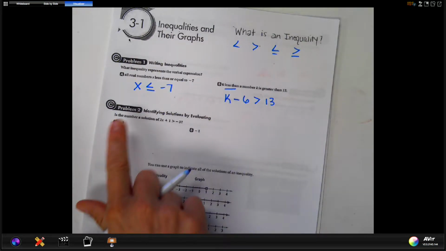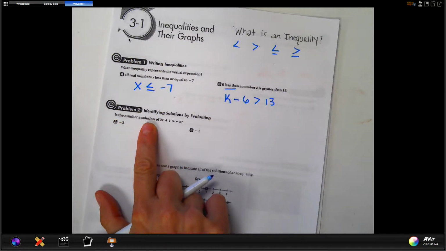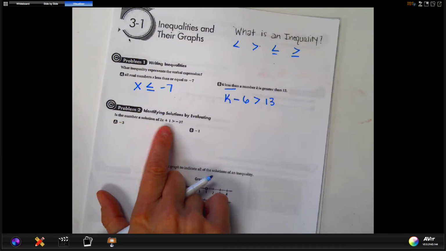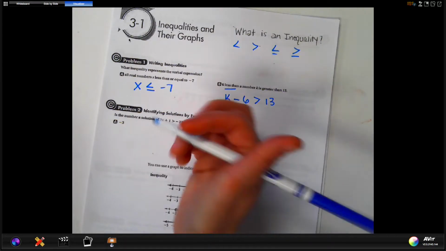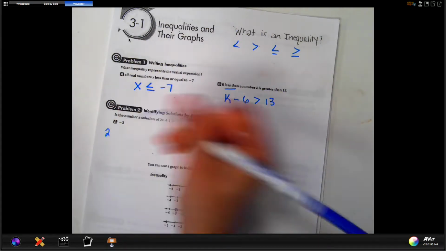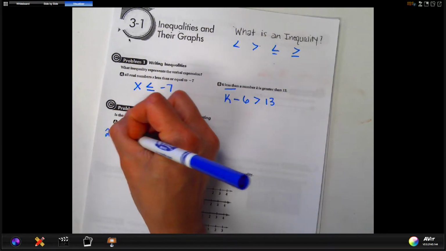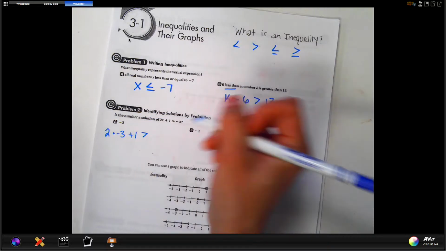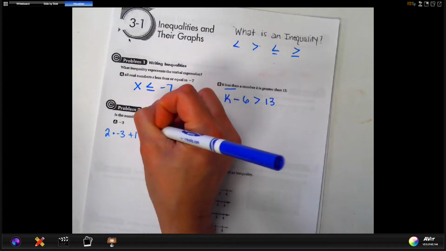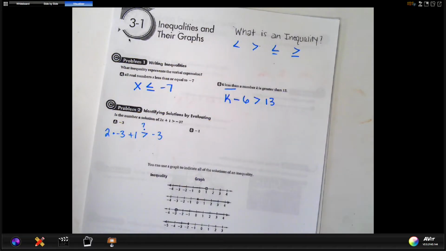So like this one, is the number -3 a solution of 2x plus 1 is greater than -3? So you put it in for x. You're going to say, okay, 2 times -3 plus 1 is greater than -3, with a question mark. Is it greater than -3 when I do this?